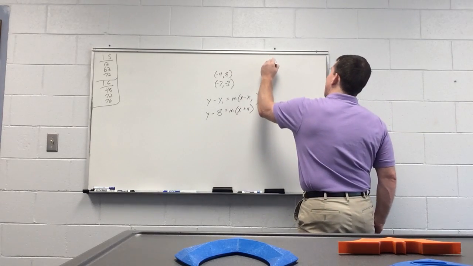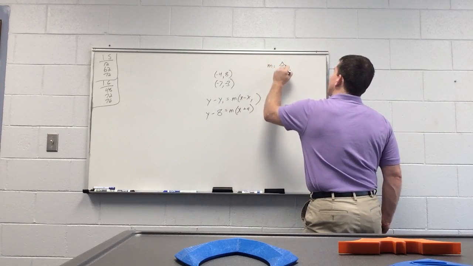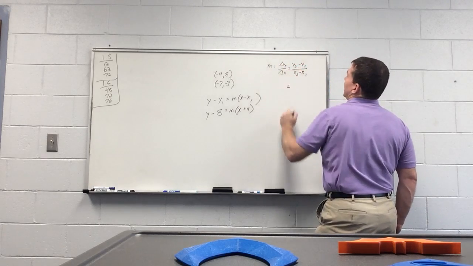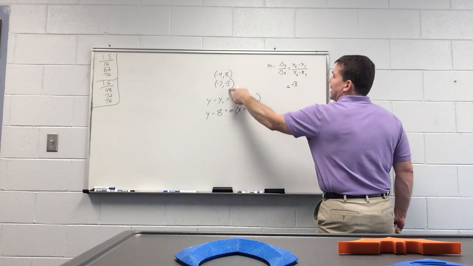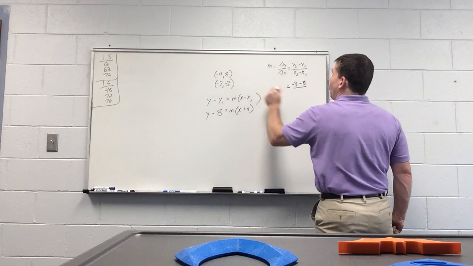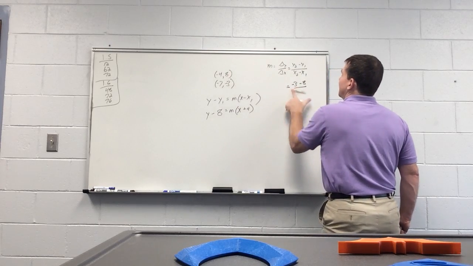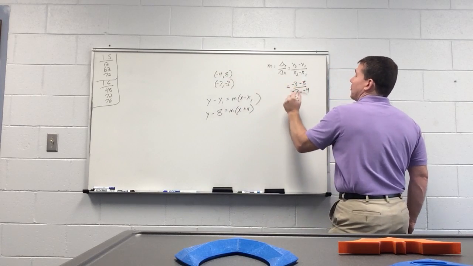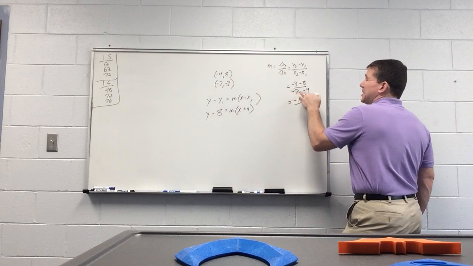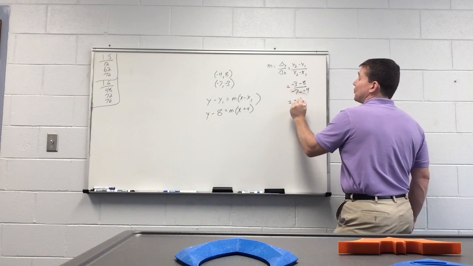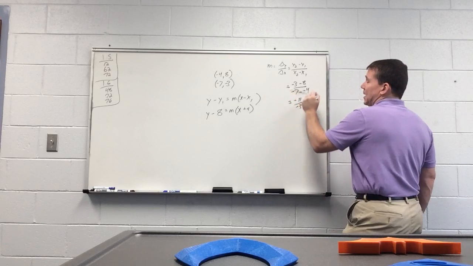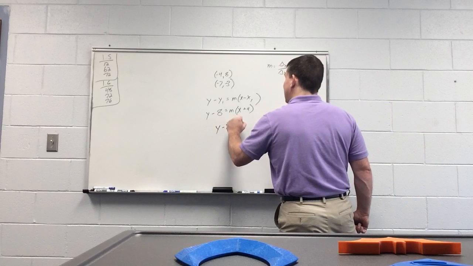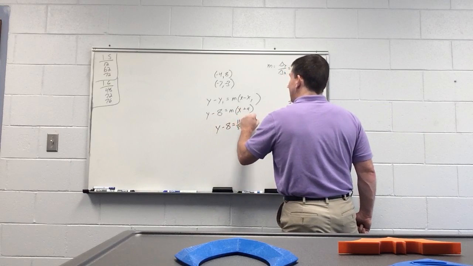Slope, we know, m, is change in y over change in x: y sub 2 minus y sub 1 over x sub 2 minus x sub 1. Which for us is -3 minus 8 over -7 minus -4. -3 minus 8 is -11. -7 minus -4 is -7 plus 4, which is -3. Two negatives cancel, and I get 11 over 3. Y minus 8 equals 11 over 3 times x plus 4.